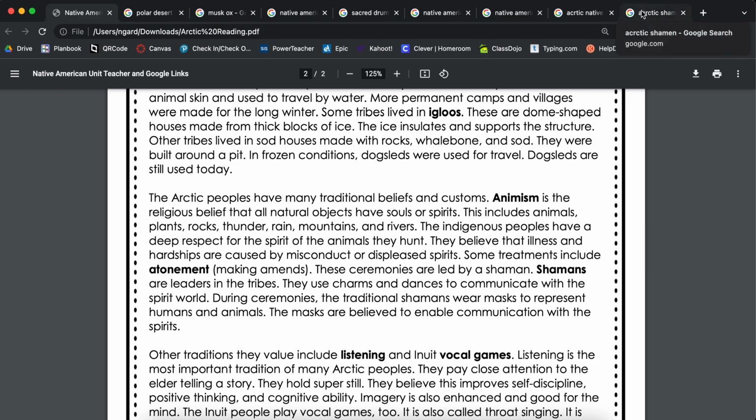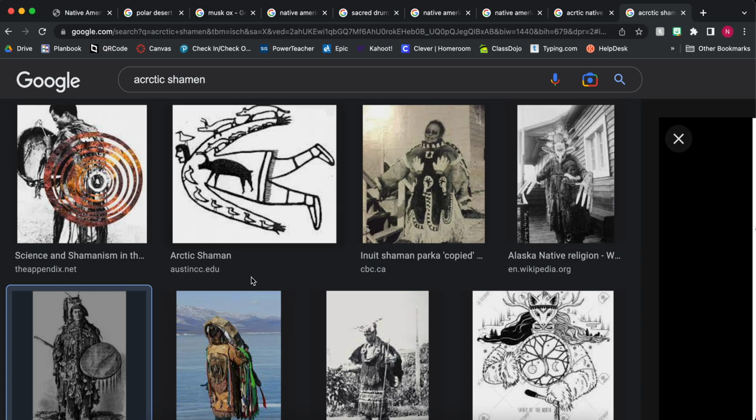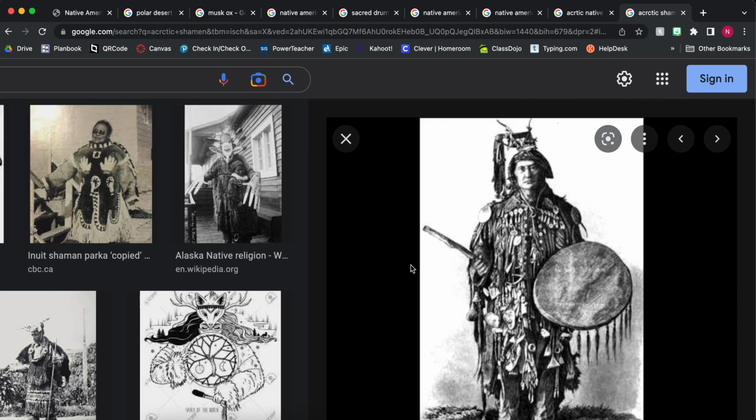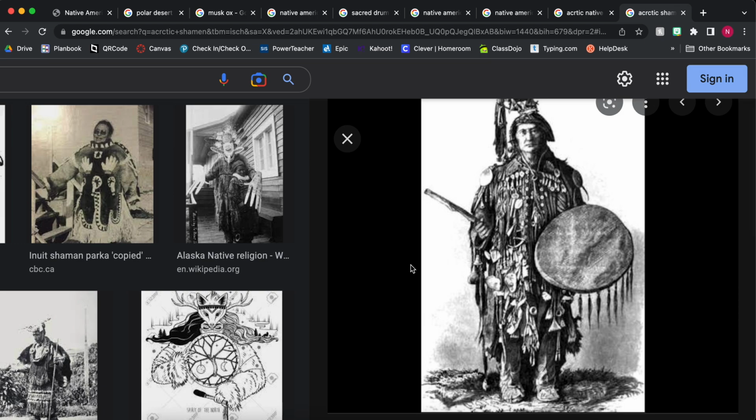We talked about shaman yesterday. Shaman were those doctors, people that were believed to help speak to the spirits. We talked about that drum earlier, like the sacred drum, right?